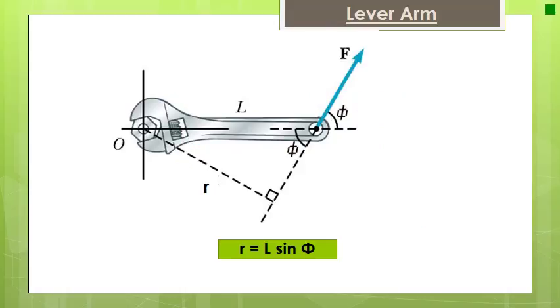I'll be using this example to illustrate what is meant by line of action of a force, what is meant by lever arm, and what is meant by lever arm distance. Now, what we have here is a force F, which is acting on a wrench, and the force F has an angle of phi with respect to the body of the wrench. Obviously, when you apply a force on an object, we may produce a turning effect, and as a result, we may produce a moment or a torque.